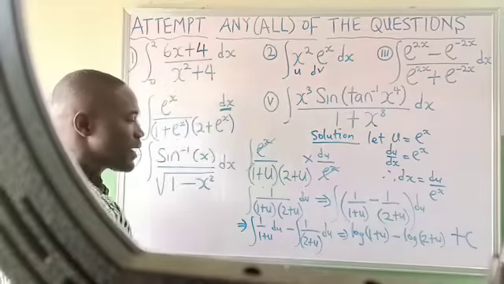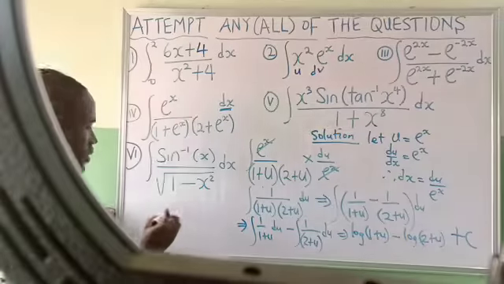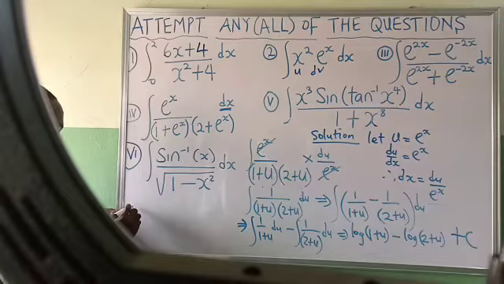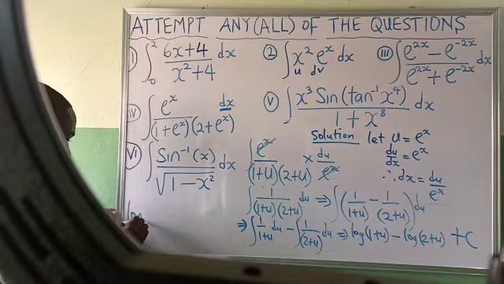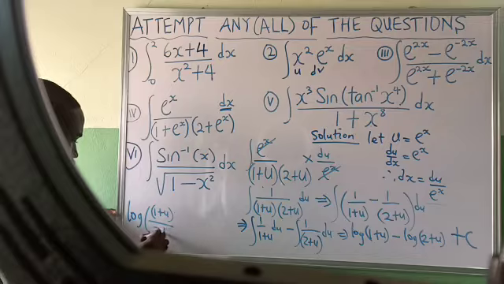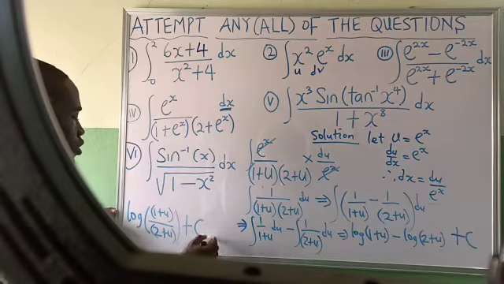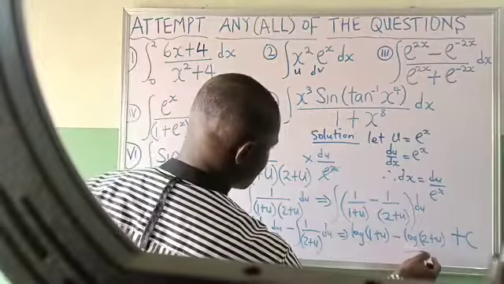Someone can have it by applying the law of logarithm, take their common logarithm: log of bracket 1 plus u all over 2 plus u, plus c. So this can be the answer.